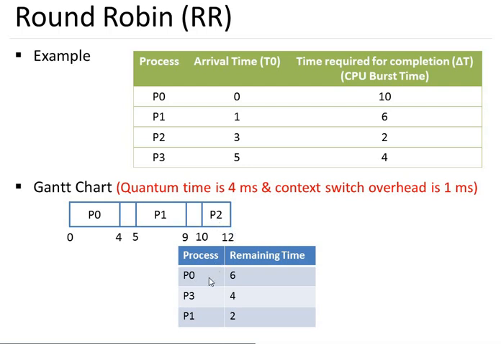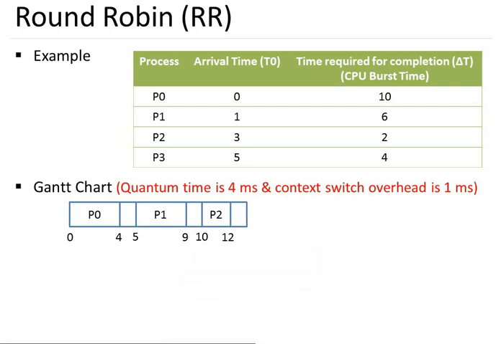Now what are the remaining processes? Process P0 with 6 units, process P3 with 4 units, and process P1 with 2 units. Which process will be selected? P0, because it's its turn. So from 12 to 13 is idle, that is the context switching time.